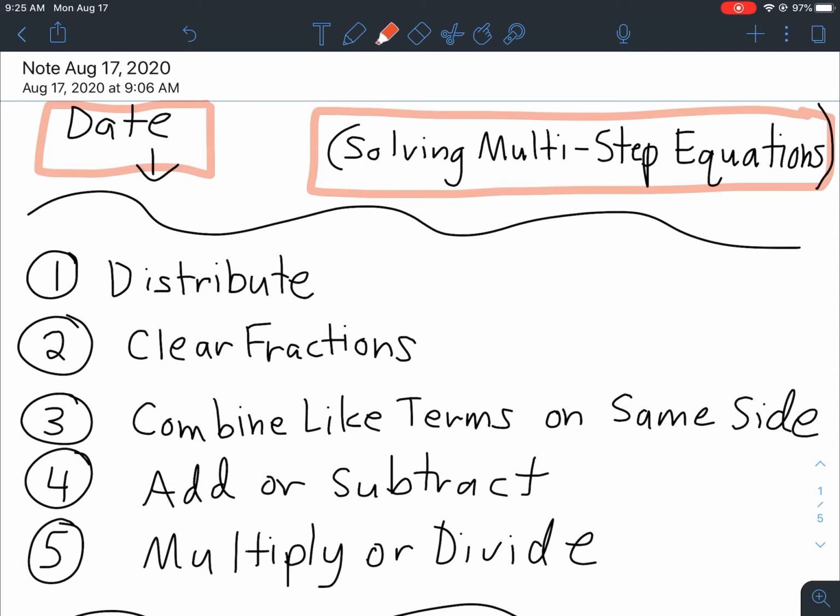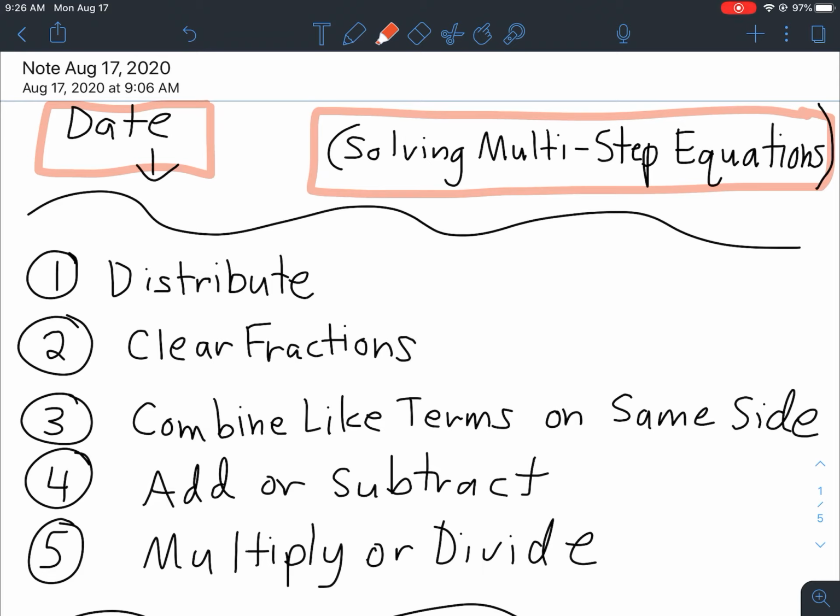Okay, so if you guys could go and grab your notebook, the one titled Notes, and if you could pause this video and copy down those first 5 steps right there. Okay, now that you're done copying down those steps, let's go through what those mean. So whenever you're solving a multi-step equation, your goal is to get the variable by itself, isolate the variable.